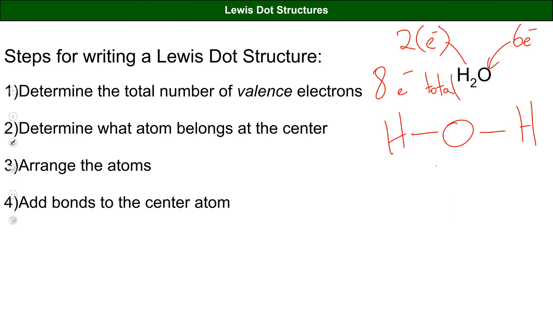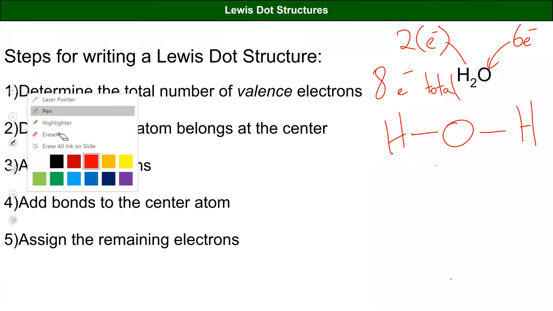And then add bonds to the center atom. And then step 5 is kind of like, and now draw the rest of the owl in one of those drawing tutorials. Assign the remaining electrons so that everything has a full valence, which can be a little tricky sometimes. So you need to look at it and see what's up here and what still needs more electrons.